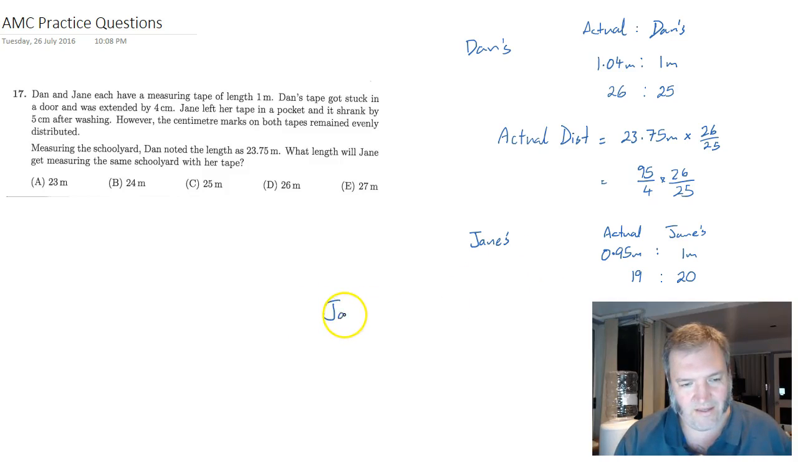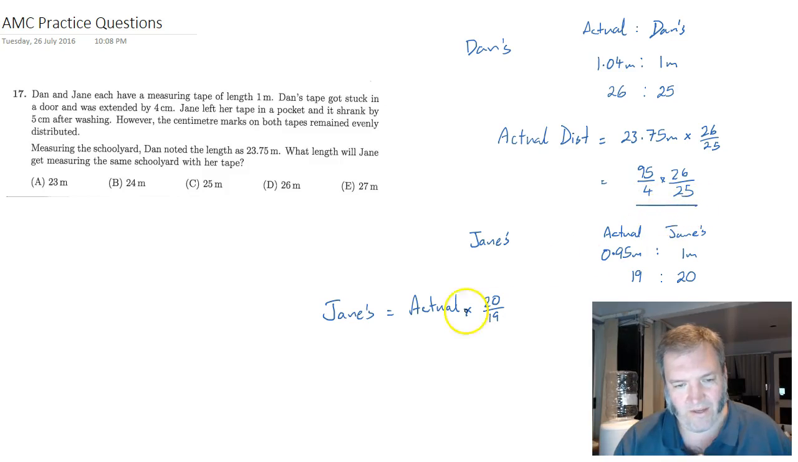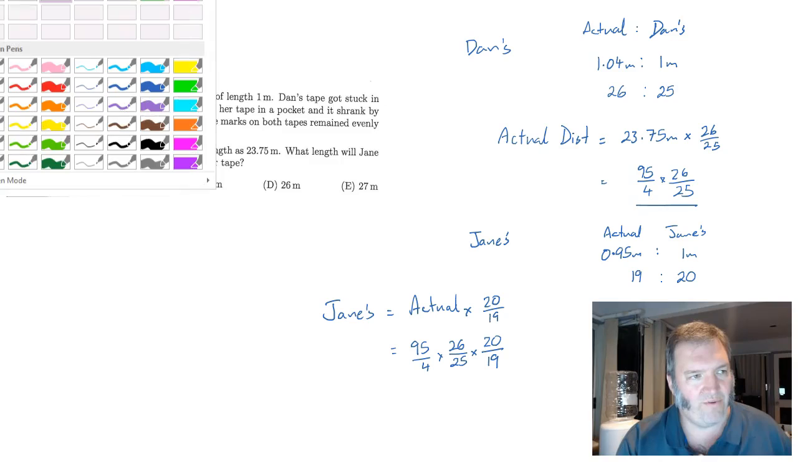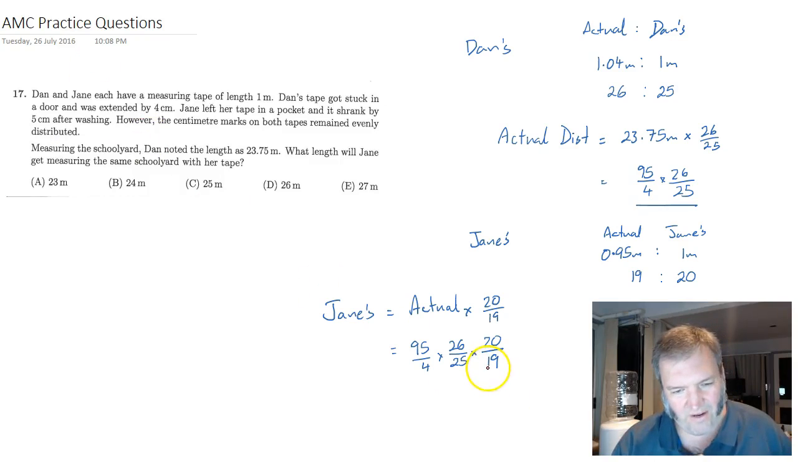So Jane's distance, what it's going to show on her tape measure, is the actual distance multiplied by 20 over 19. Well, conveniently, we've got the actual distance up here, don't we? So on Jane's tape measure, we're going to have 95 over 4 multiplied by 26 over 25, and then we're going to have that multiplied by 20 over 19, and you'll see now why I didn't want to simplify everything straight away, and why you don't really need calculators to do most of our maths if we just get comfortable working with fractions.